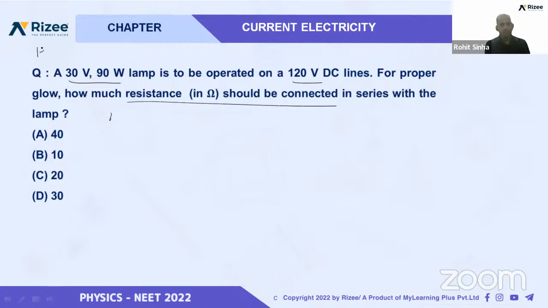Take this one also as your homework. Try this question as homework. Try this one also as homework.